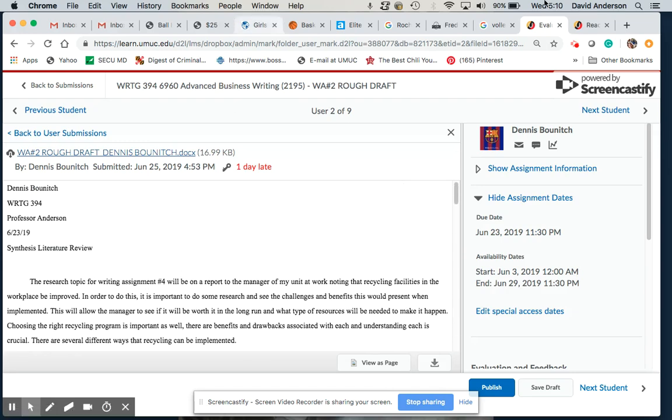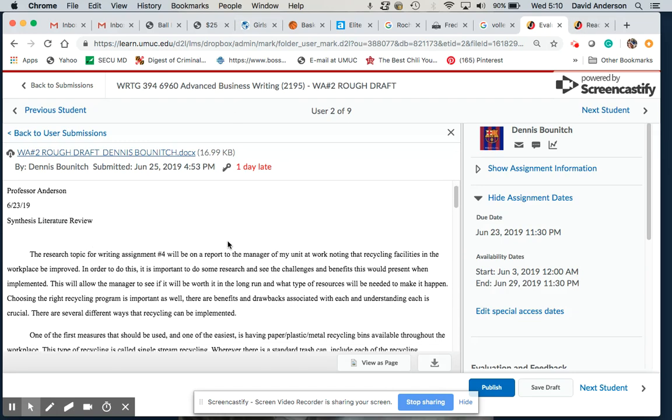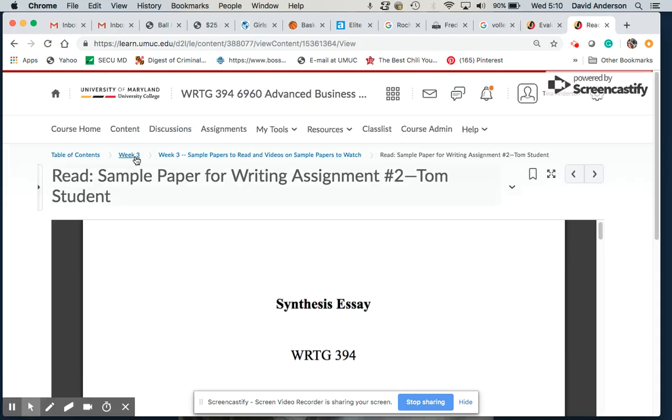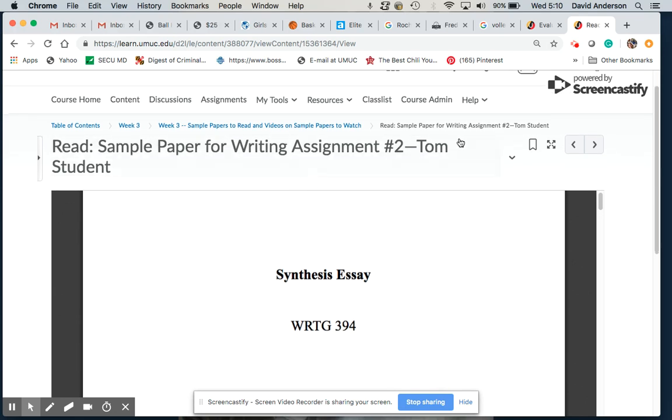What I want to share with you is that while you have all the information, you need to organize it a little differently. So here is the sample paper from week 3. It says sample papers to read. And this is the one, Tom student.